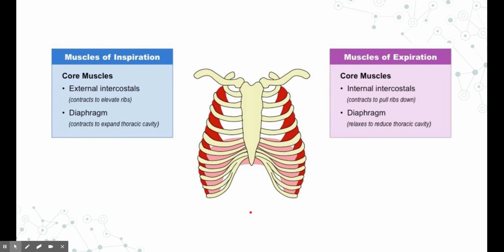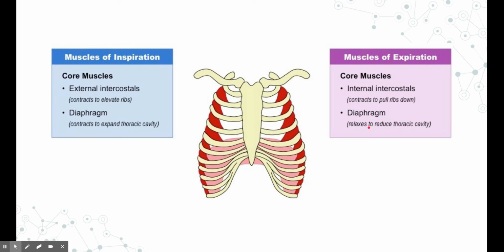So again, here are the muscles of inspiration. It's the external intercostals. Those are the ones here in red. And the diaphragm, which is here in pink. As the external intercostals contract, they lift up the rib cage and push it out. And the diaphragm contracts to change from this dome shape to a flattened shape.